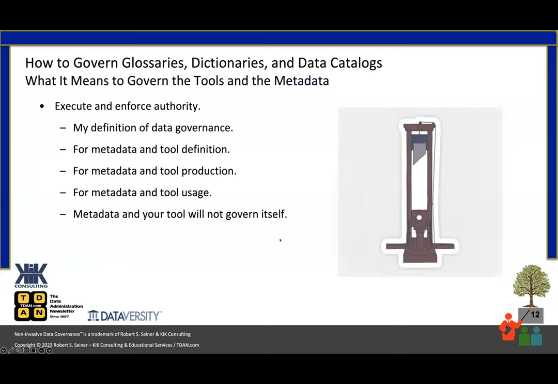So what do I mean by execution and enforcement of authority? As I said, that's my definition of data governance. It means that there are rules, processes, and guidelines, and that somebody is responsible for that. So when I talk about executing and enforcing authority, that authority is in those guidelines and in those processes and in those things that you're defining. It's also in the production. We need to execute and enforce authority so that people don't hand you a data model or a data dictionary with a whole bunch of cheeseburger definitions. Now that you know what a cheeseburger definition is, make certain that you execute and enforce authority, and you recognize and reward those people that are doing a good job of effectively producing the metadata for the organization. Executing and enforcing authority for metadata and tool usage.